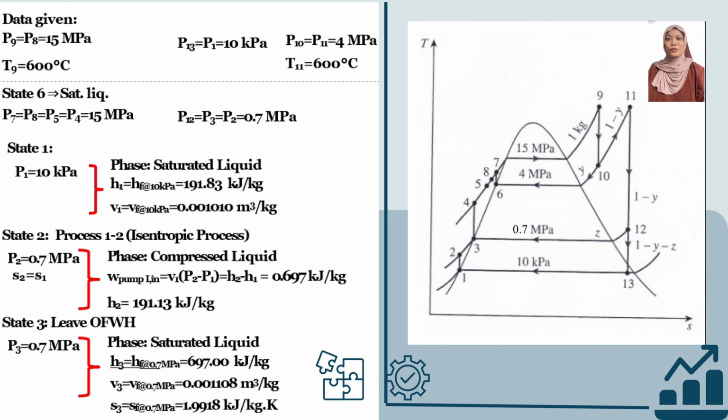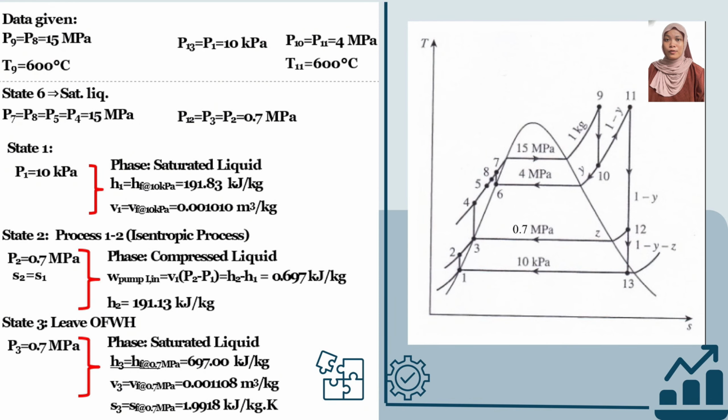It is heated to state 7 where it becomes saturated vapor and further superheated to state 9 at 600 Celsius and 15 megapascal. The superheated steam then enters the high pressure turbine, expanding isentropically to state 10, where the pressure drops to 4 megapascal. At this point, the steam is reheated at constant pressure to state 11, returning to 600 Celsius. Next, the reheated steam expands further in the low pressure turbine.